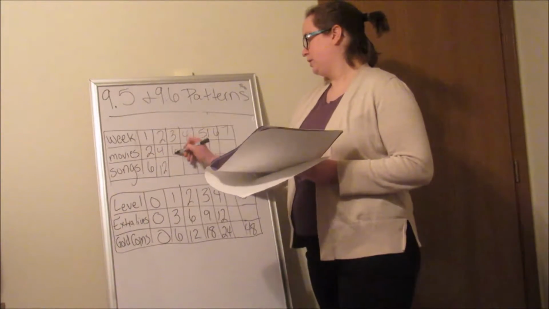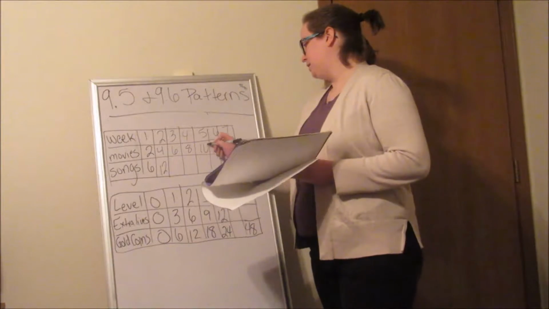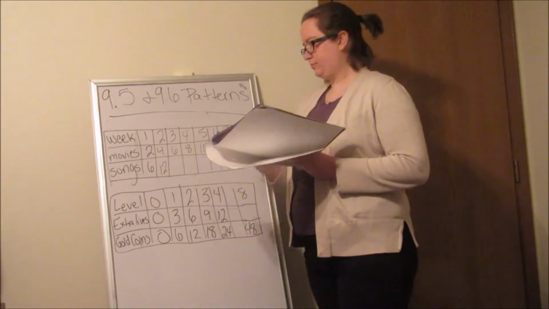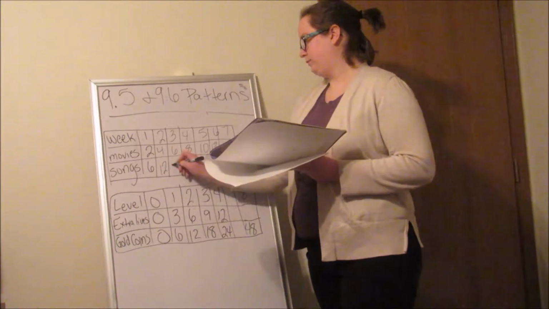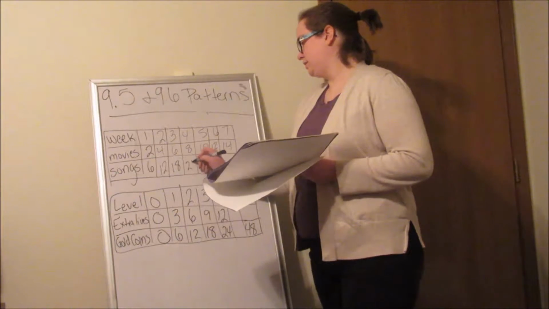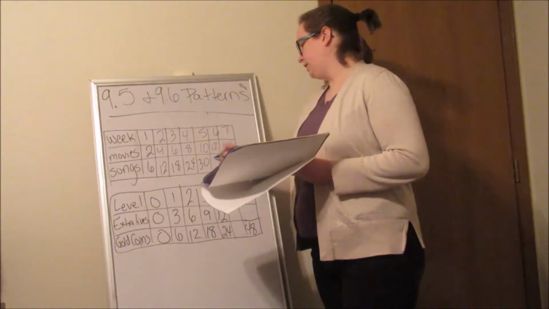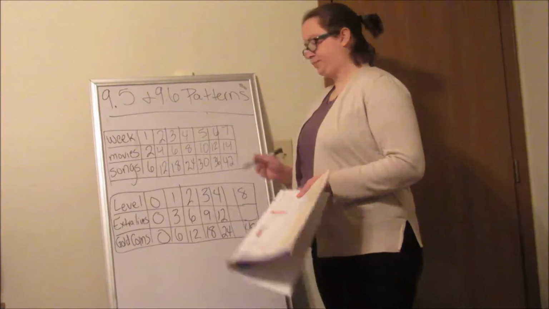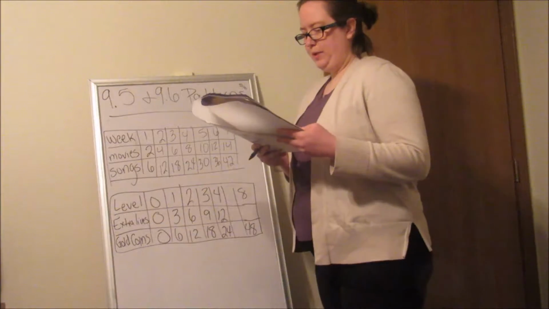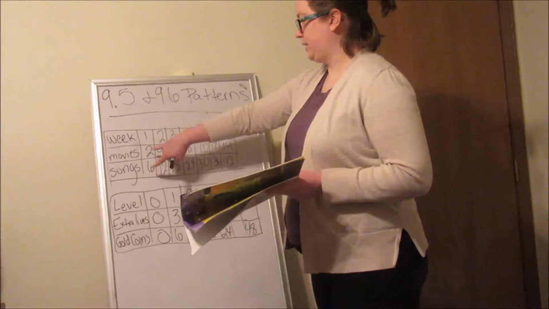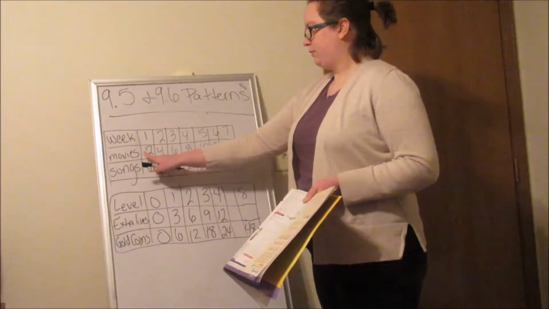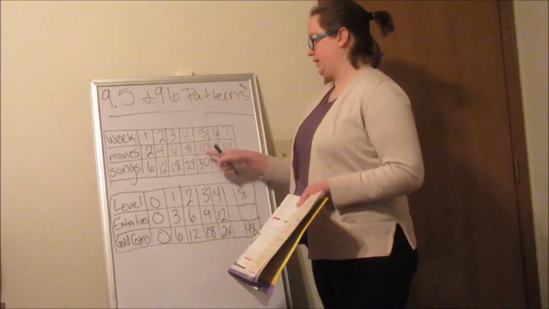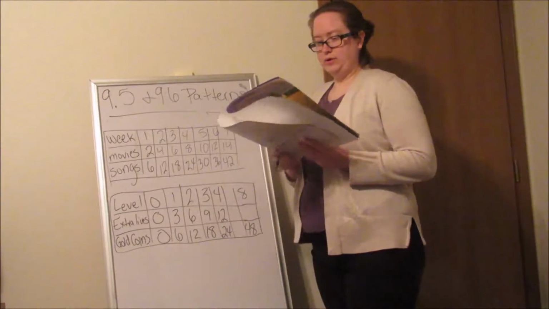2, 4, 6, 8, 10, 12, 14. 6, 12, 18, 24, 30, 36, and 42. So what we need to know is the relationship between here and here. Well, we have 2 and 6, 4 and 12, 6, 18, 8, 24, 10, 30, 12, 36, and 14, 42.